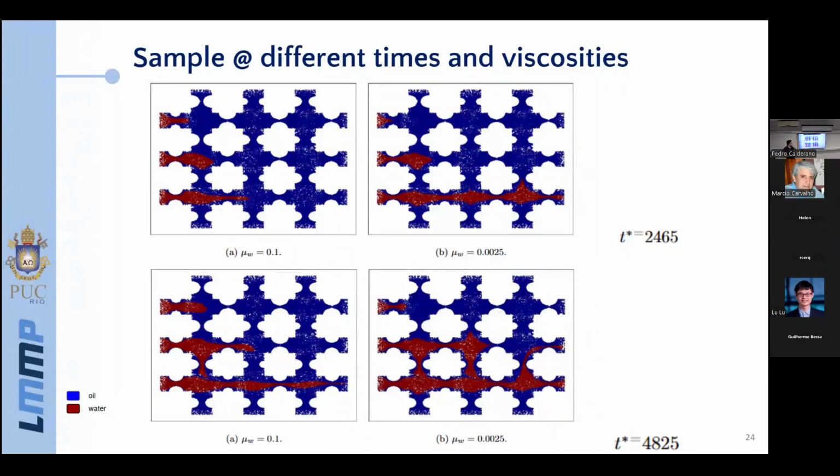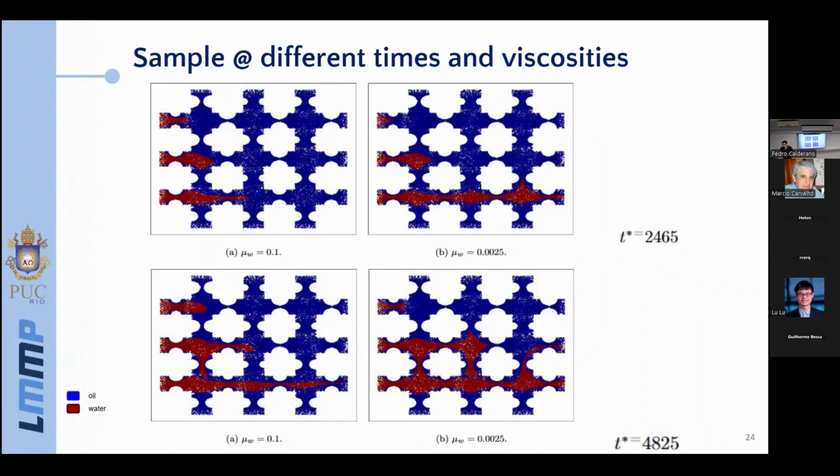And in panel A, I have the higher viscosity case, and we can see that the dynamics of the flow is in a much earlier place in the evolution of the dynamics. In the bottom row, well, that's when the higher viscosity case percolates, and we can see that for the lower viscosity case, the dynamics of the flow is much more evolved.